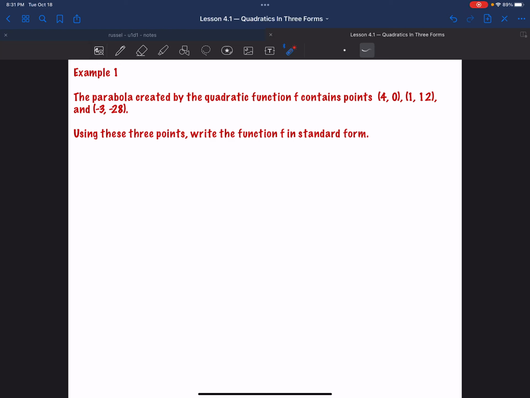Okay, moving into part 2 for our quadratics in 3 forms lesson.